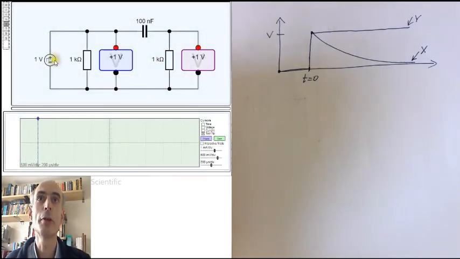I've configured the simulator here with a voltage source which gives a pulse. And I've configured it to be a very slow pulse, so for time below t equals 0, this voltage source is 0, and then it goes up to 1 volt. And then let's see what happens to point Y, which is the blue trace, and point X, which is the purple trace.